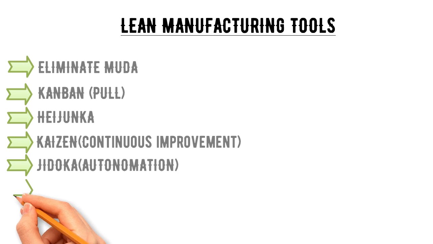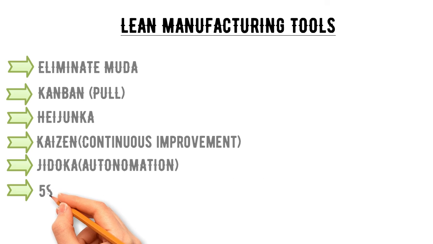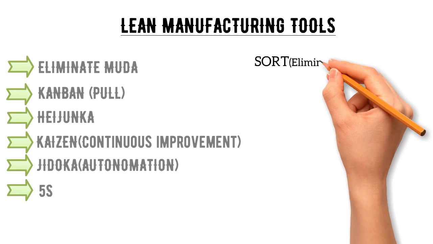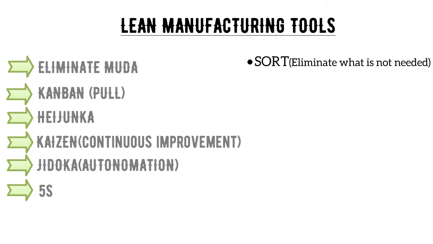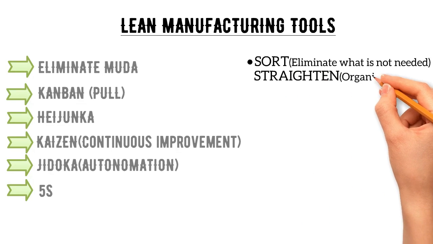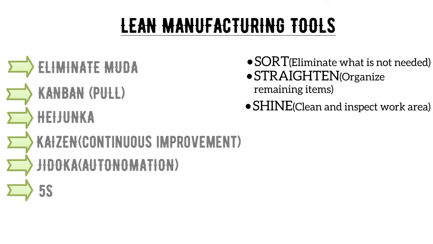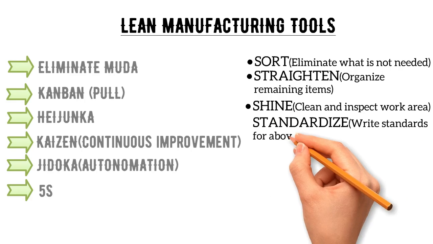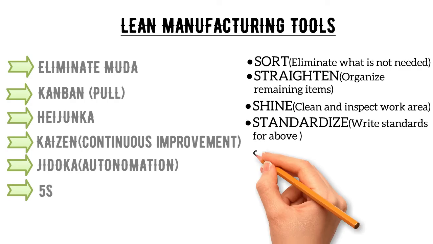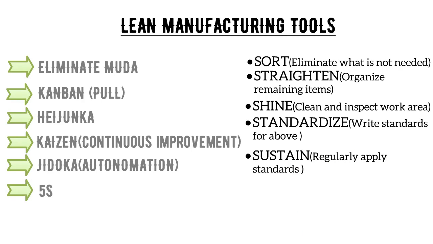So another lean tool is 5S. So what are the 5S? First one is sort, that means to eliminate that which is not needed. And then straighten, that is to organize the remaining items. And then shine, that is to clean and inspect the work area. Then we have standardize, that is to write standards for the above. And then we have sustain, that is to regularly apply the standards. 5S eliminates waste that results from a poorly organized work area.